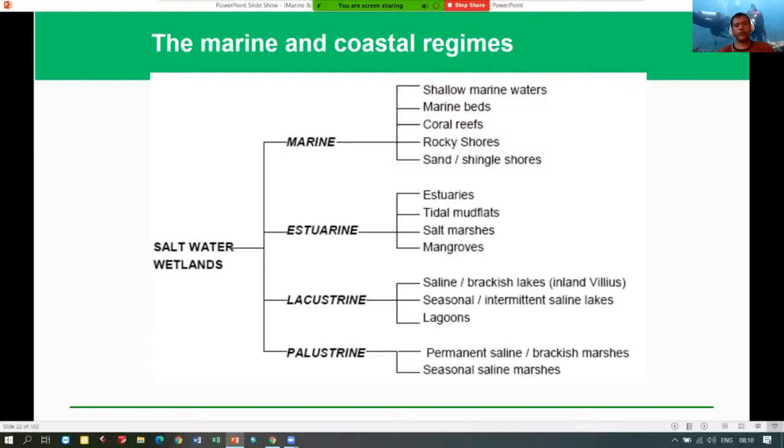Then you have the lacustrine, right? Lacustrine actually means lakes, but in this case, it's the saltwater lakes. That may be brackish water or saline, like inland lakes that we talk about. Whatever lakes contain any salt water, that also includes the lagoons, right? You see the estuaries here, and then these lagoons are different types of wetlands. Often we are confused, and we will see what differences there are between estuaries and lagoons. So the lacustrine is actually lake related.